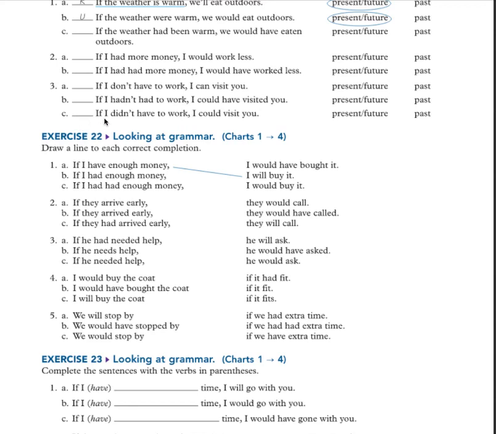This is unreal in the past. C. If I didn't have to work, I could visit you. So look at the if clause verb. Auxiliaries in the simple past. Then could visit, simple form. So my clause, if I didn't have to work. Underline that. This is unreal in the present future. Okay?